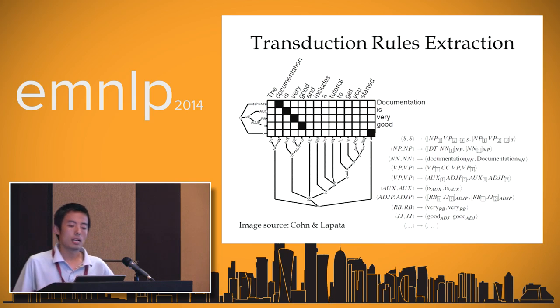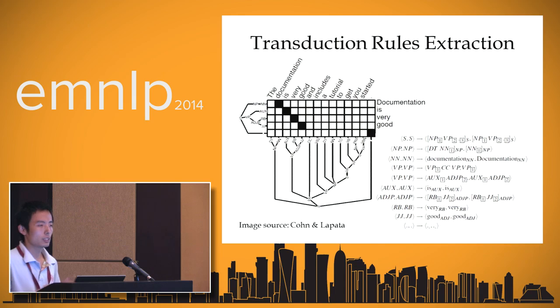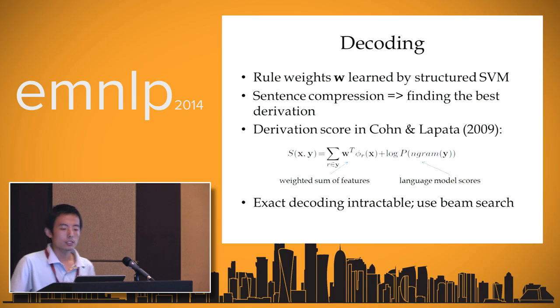But the alignment in this task is not that difficult compared to machine translation, because in machine translation you may need to consider the reordering problem, but here we do not need to consider order, and it's relatively easy to align the trees using some heuristic rules. This image is also taken from that paper of Lapata. So you can think of the training part as relatively easy to solve, because you can just learn the rule weights W based on some classifier like the structured SVM in our paper.